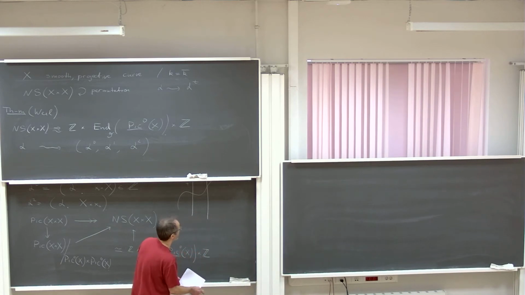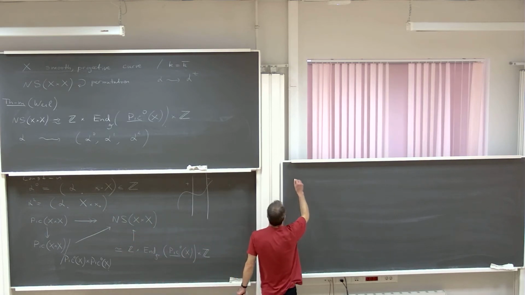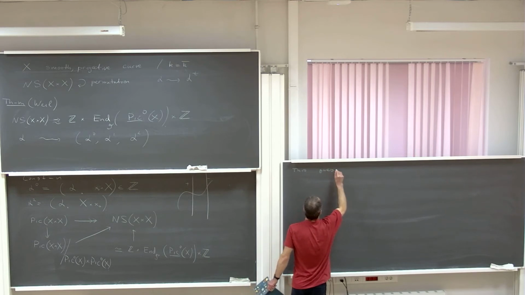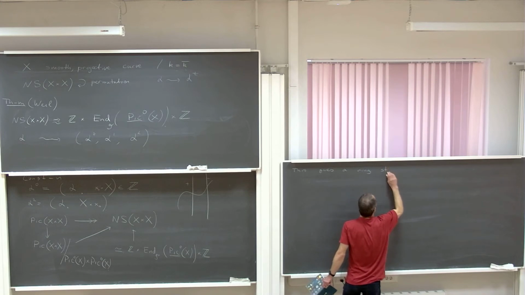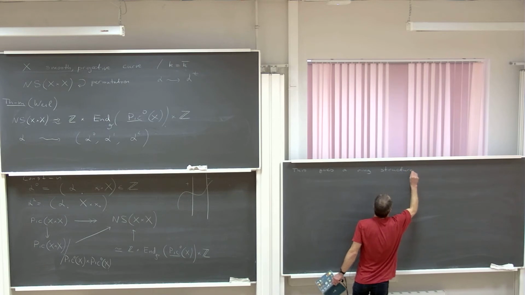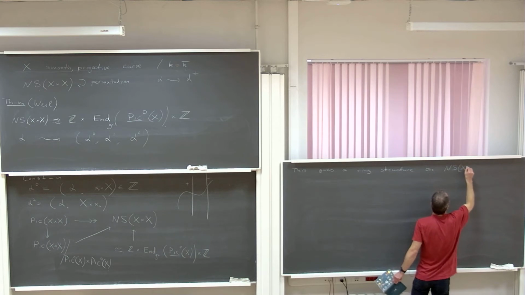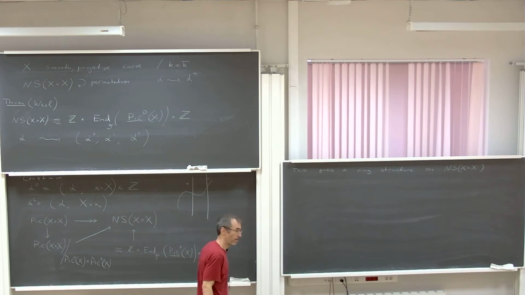Okay, so this gives a ring structure on the Néron-Severi group. I will refer to it as composition of correspondences. And I gave a more geometric construction of this ring structure.